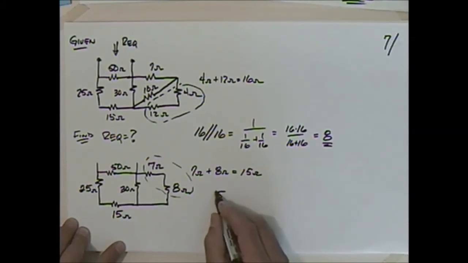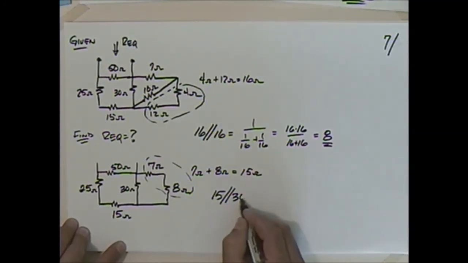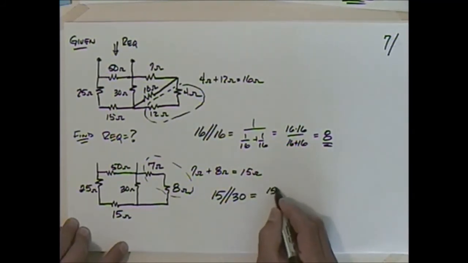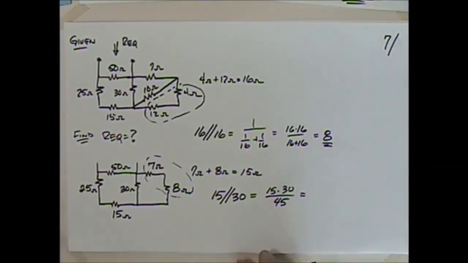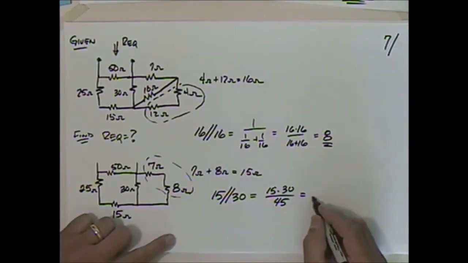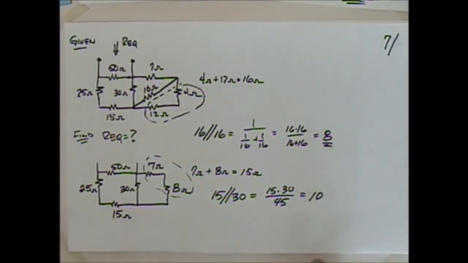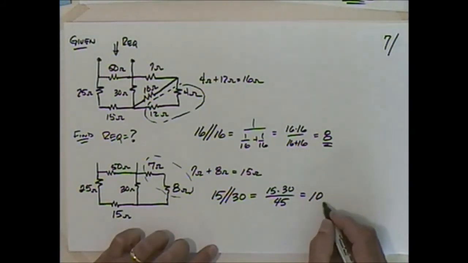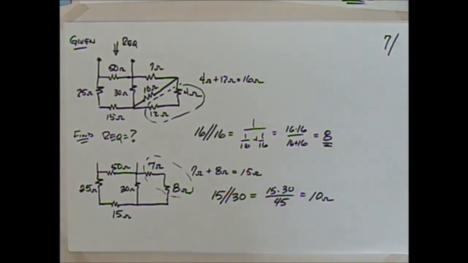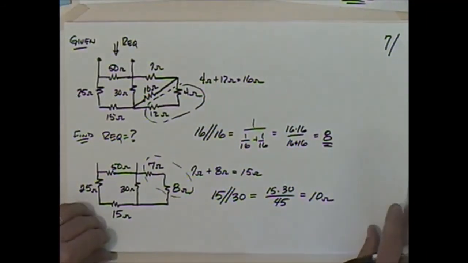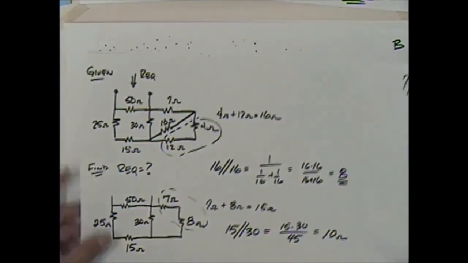So I'll have then 15 in parallel with 30, which would be 15 times 30 over 45, which gives me, what, 10? Is that right? I think so. Let me double check that. Yep. So that's 10 ohms. So now I could redraw that, or a little more space here.